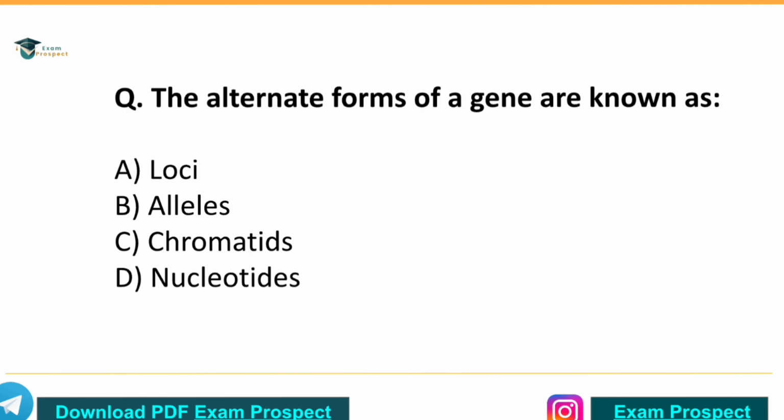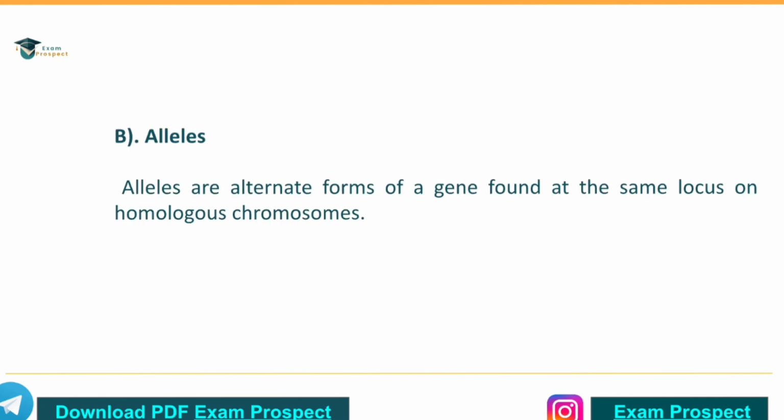Next question. The alternative forms of a gene are known as? Correct answer is option B, alleles. Alleles are alternate forms of a gene found at the same locus on homologous chromosomes.